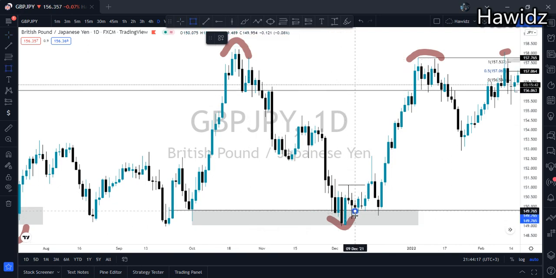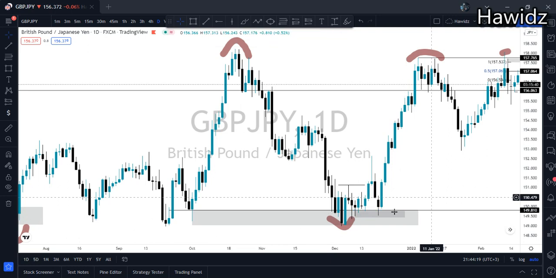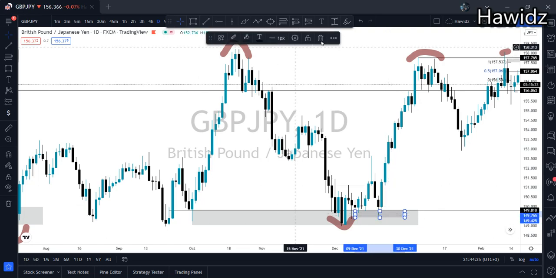comes down to test what? S&D zones residing just below here, right? With this wick, testing it, taking an entry towards what? New highs.